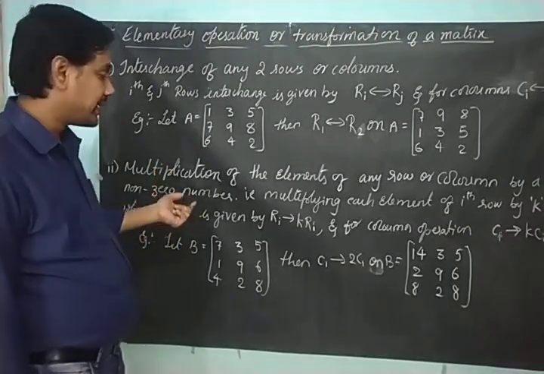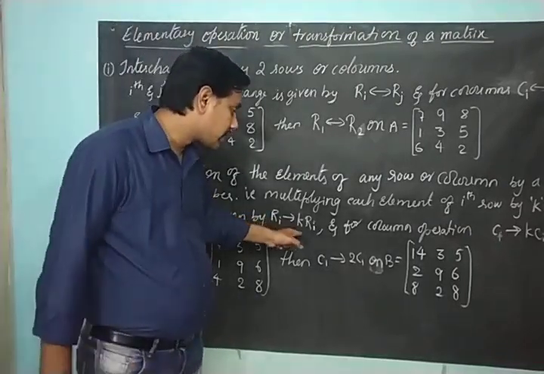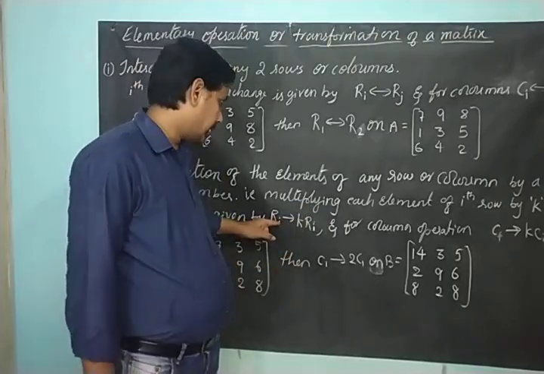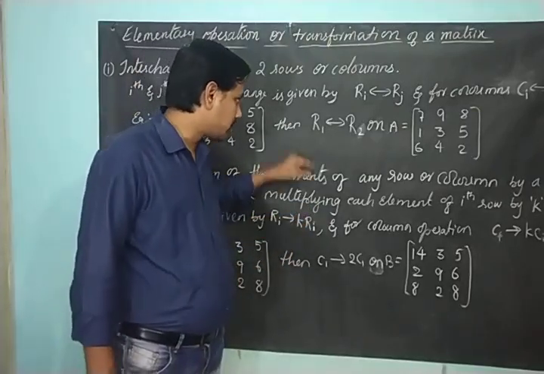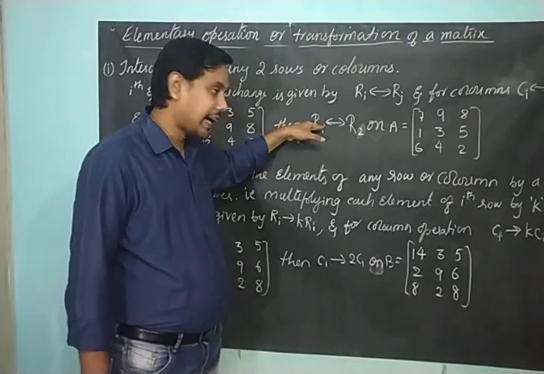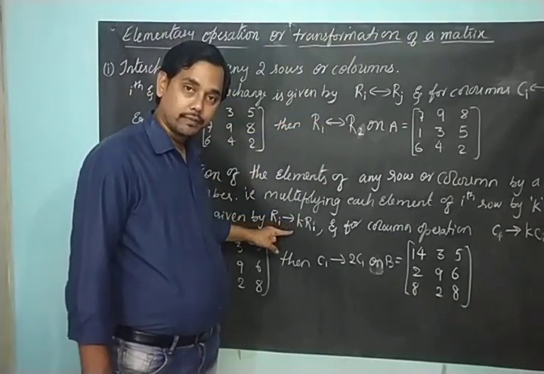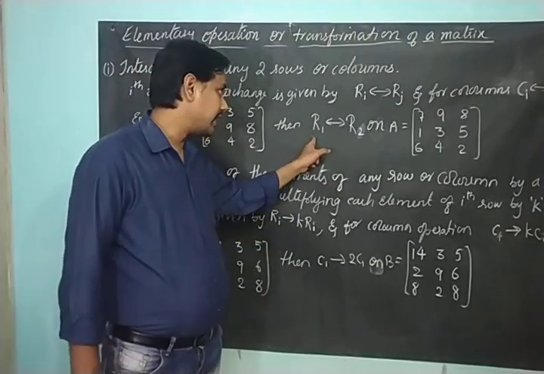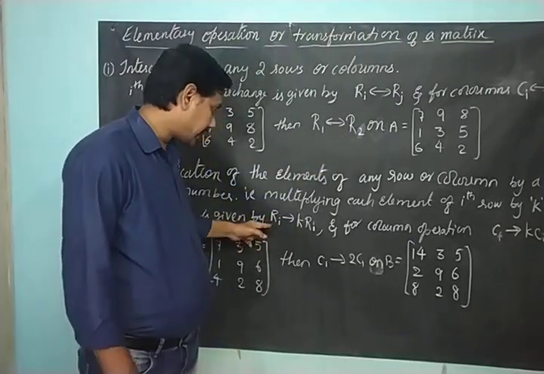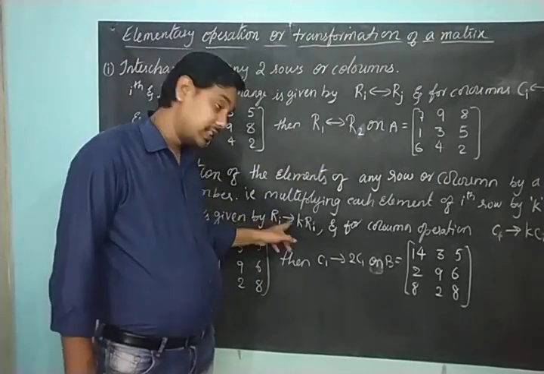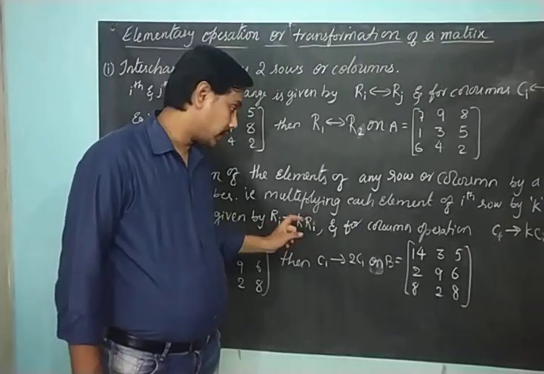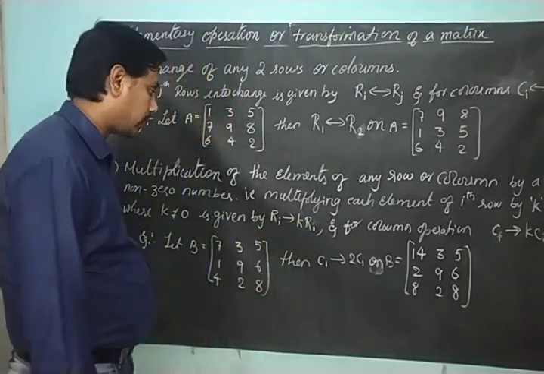How do we represent that? R1 changes to KR1. Observe the difference in symbol. Here the arrowhead is on both sides. Here the arrowhead is on the right side only. So here R1 interchanges with R2. Here R1 changes to KR1.